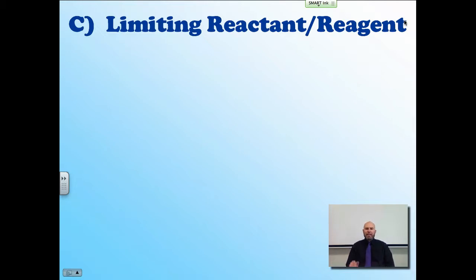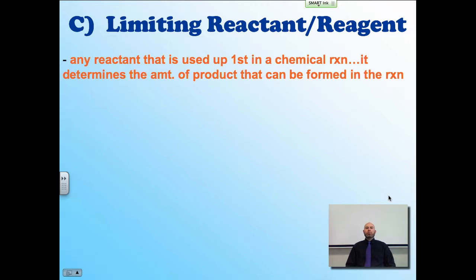The limiting reactant is the reactant that is used up first in a chemical reaction. It determines the amount of product that can be formed in the reaction. Okay? It's the one that limits how much product you can produce. Think about it this way. Let's say that I wanted to make a batch of colored paint.